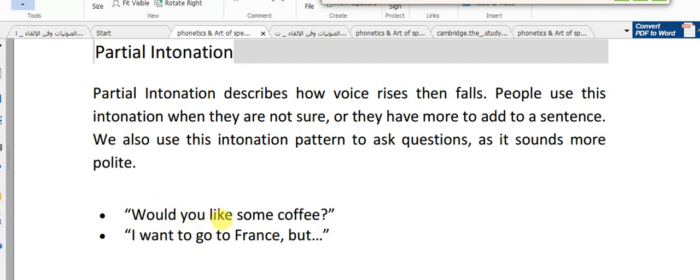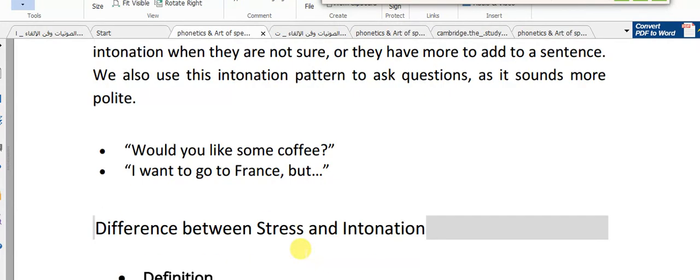ممكن هنا نقول Would you like some coffee? Would you like some coffee? دي هنا دايما يبقى الصوت هنا بنلاقي كده partial intonation. I want to go to France but مع France هنا هنلاقي partial intonation.